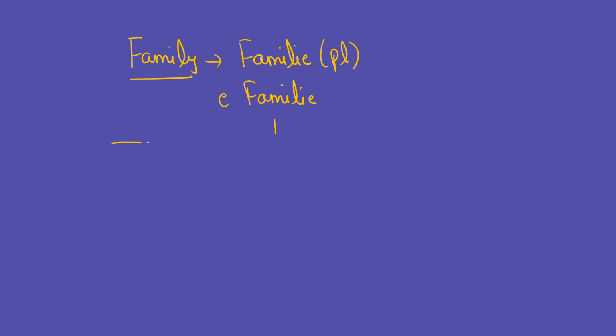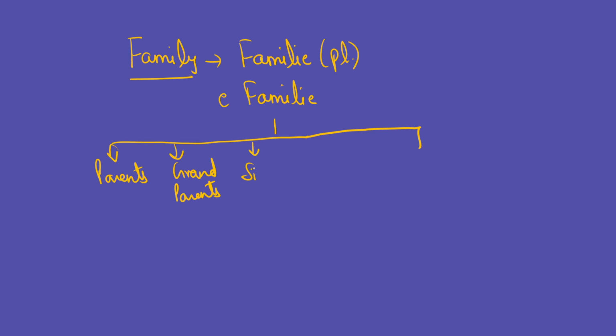Now what do we have in a family? We have our parents, our grandparents, then we have our siblings, aunts and uncles, and our cousins. Right? So we will learn the vocabulary related to each and every member of the family.